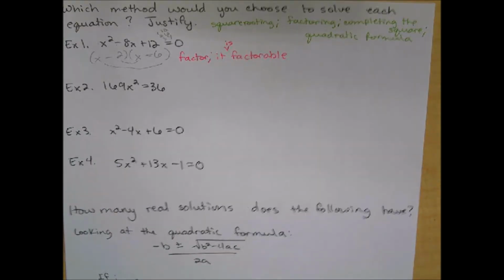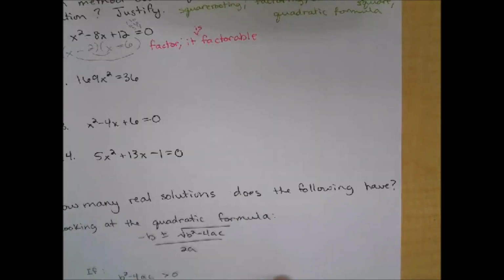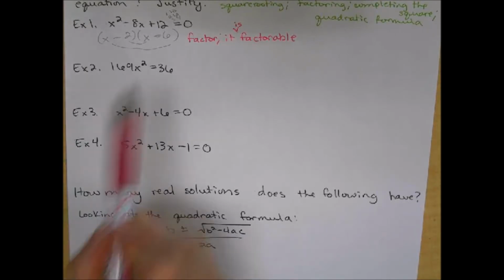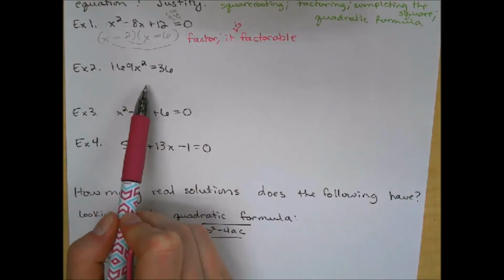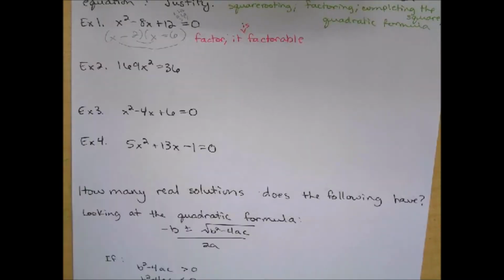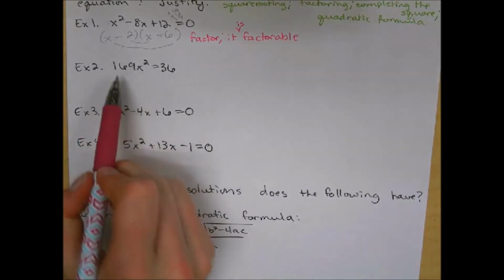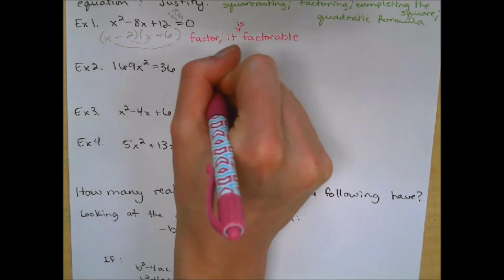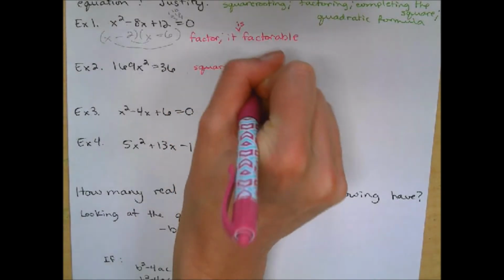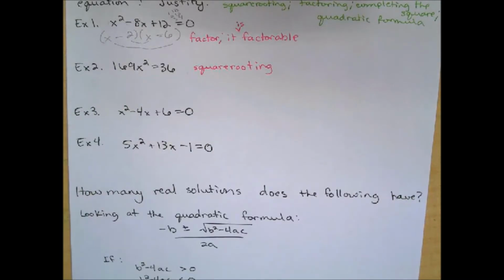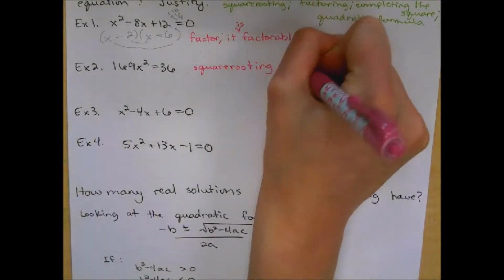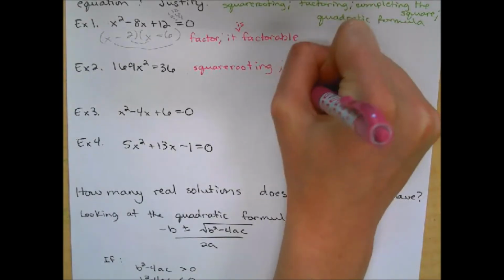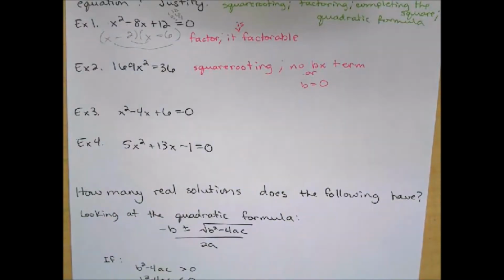Looking at example 2, I notice that I don't have a bx term. Notice up here we had an 8x. Here I only have the x squared and the constant. So since there's no bx term, I can go straight to dividing by 169 and then taking the square root. So here I would just do square rooting. Why? I would say no bx term. Or you could say, since there's no bx term, b equals 0.